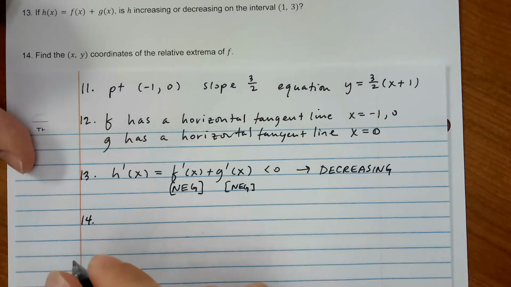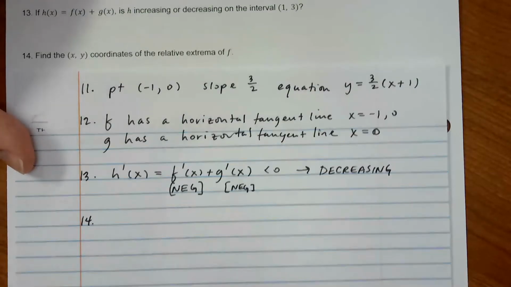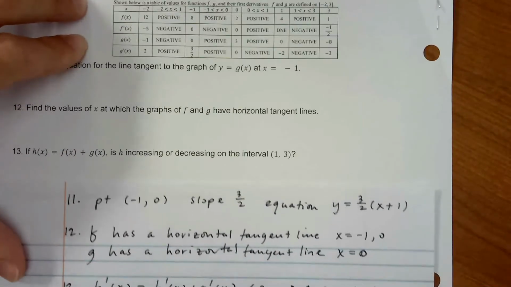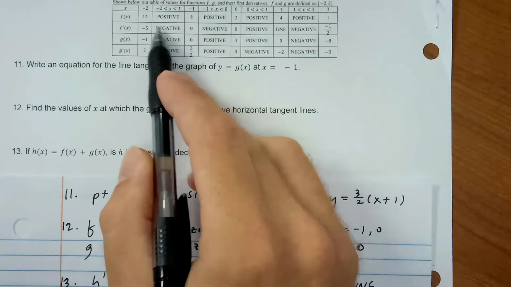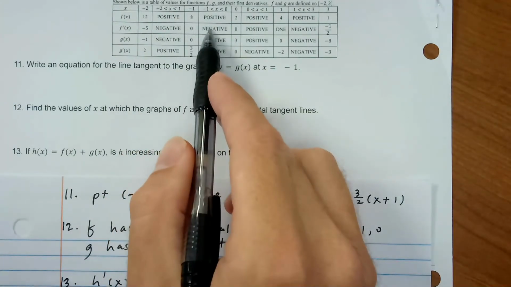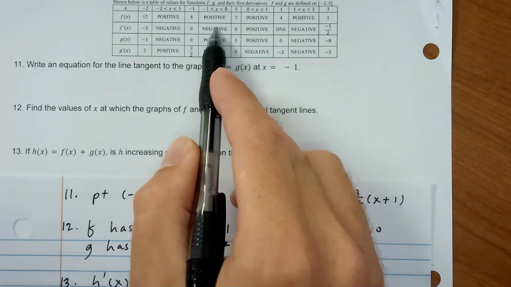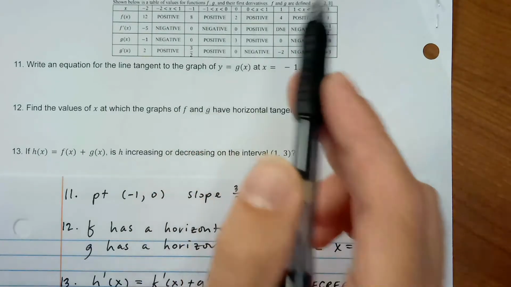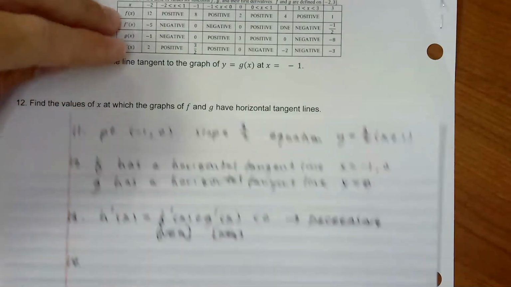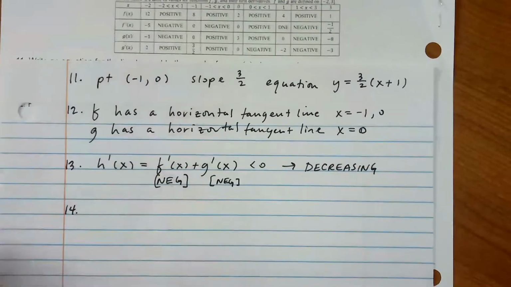Find the xy coordinates of the relative extrema of f. All right, so we need to be using the first derivative test, seeing where the derivative changed signs. Here I'm going from negative to 0 to negative. That's not a sign change. Then negative to 0 to positive, that's an extremum. Okay, and it said f, right? Yeah, it just said extrema of f.